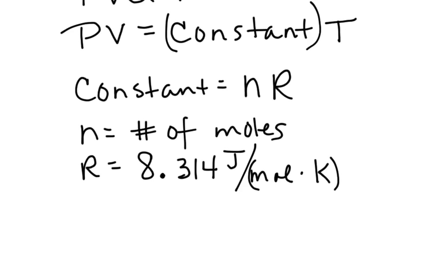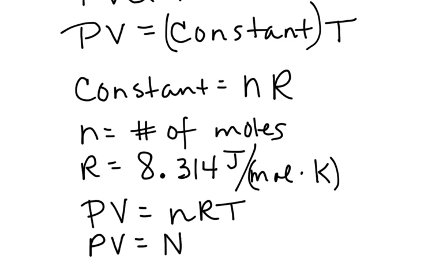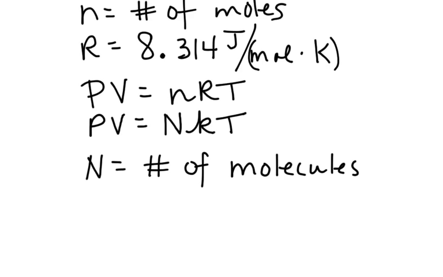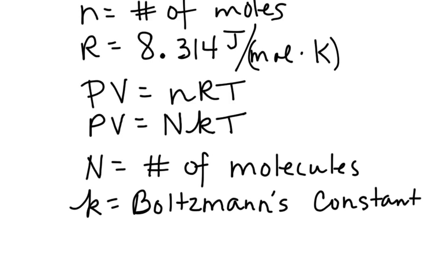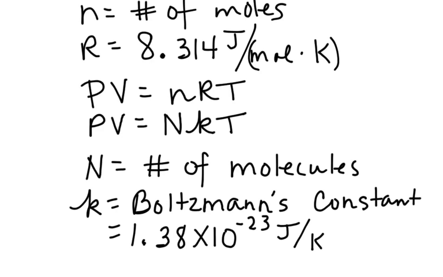Now, when we combine the constant with the above equation, we get PV is equal to NRT. We can also write this equation as PV is equal to capital N kT. Now the capital N refers to number of molecules instead of number of moles, and the lowercase k stands for the Boltzmann constant, which is equal to 1.38 times 10 to the minus 23 joules per Kelvin.